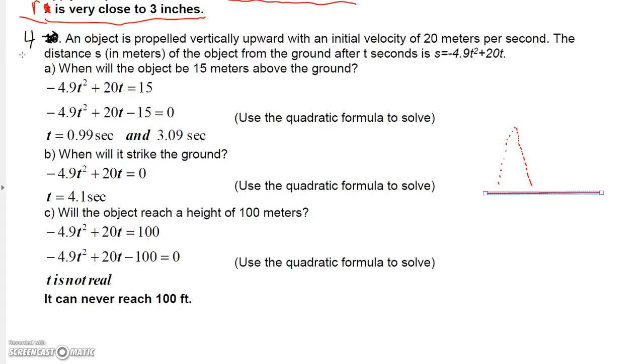You can pause the video and read number 4 if you want. I'm going to go ahead and talk through it. You're launching something up in the air at a rate of 20 meters per second, and obviously it's going to have to come back down eventually. S represents the height of the object, and T represents time in seconds. So this represents the relationship between time and the height of the object.